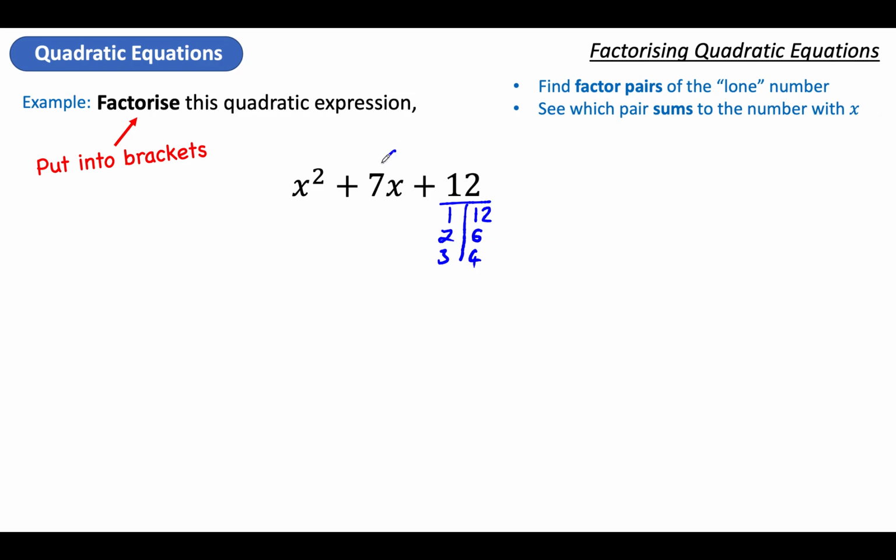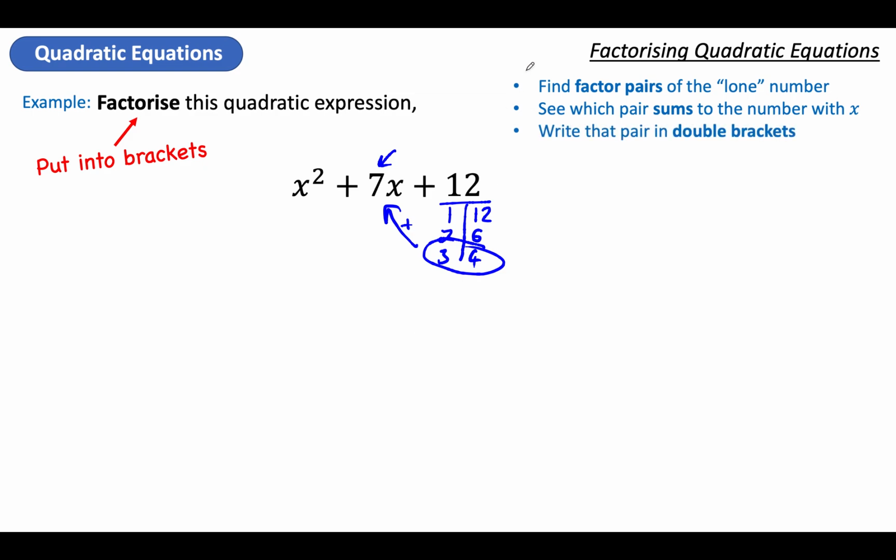Now, by the number with x, we mean this one. It's what we call a coefficient of x. The number that is in front of it tells me how many x's there are, and in this case, there are 7. So I'm looking for which pair of these numbers, either 1 and 12, 2 and 6, or 3 and 4, adds together to make the 7. In this case, it is the 3 and the 4, because they add together to make the 7.